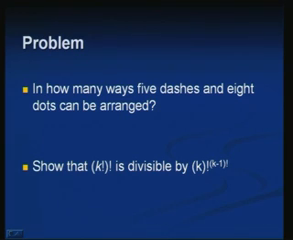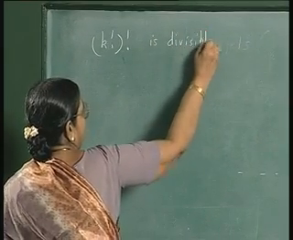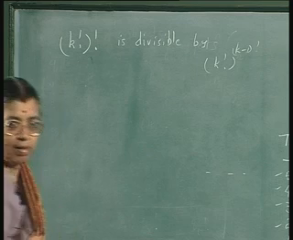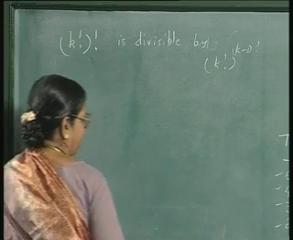Let us take one more problem. This is about numbers, but using combinatorial arguments, how do you prove this? Show that k factorial factorial is divisible by k factorial to the power of k minus 1 factorial. The problem is to show that k factorial is divisible by k factorial to the power of (k minus 1) factorial. How do you prove this using combinatorial arguments?